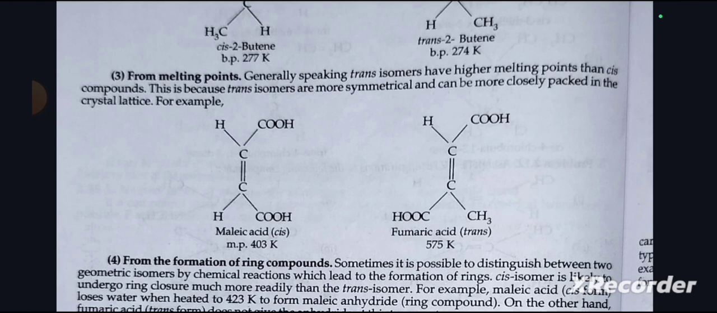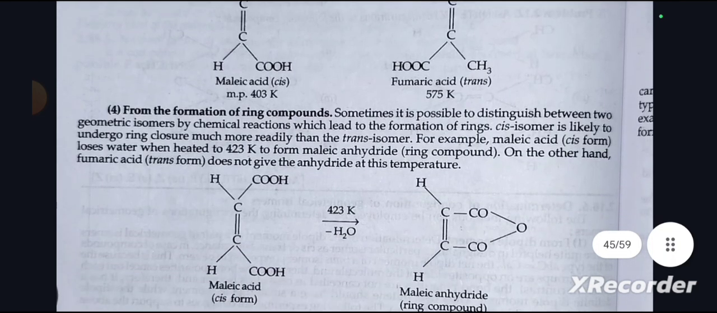Third, from melting points. Generally speaking, trans isomers have higher melting points than cis compounds. This is because trans isomers are more symmetrical and can be more closely packed in the crystal lattice. For example, HOOCCH=CHCOOH, maleic acid, cis, melting point 403 Kelvin. HOOCCH=CHCOOH, fumaric acid, trans, 575 Kelvin.